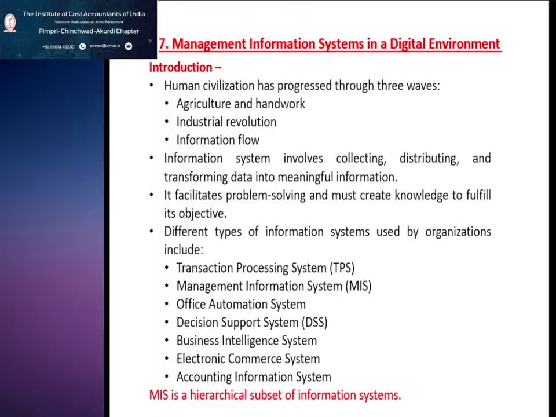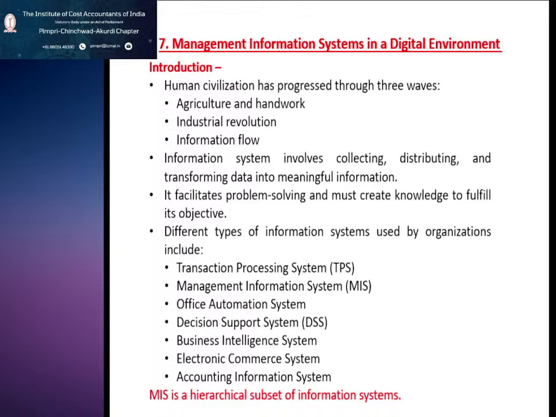At the bottom is data. At the next level, when meaning is drawn from that data, it becomes information. Over a period of time, if the information shows a trend, it becomes knowledge, and coupled with beliefs or values, it becomes wisdom. Based on wisdom, the actionables are taken. This is how information systems involve collection, distribution and transformation of data into meaningful information. Typically, MIS, or management information systems, facilitate problem solving and must create knowledge to fulfill their objective. That's precisely the data pyramid.